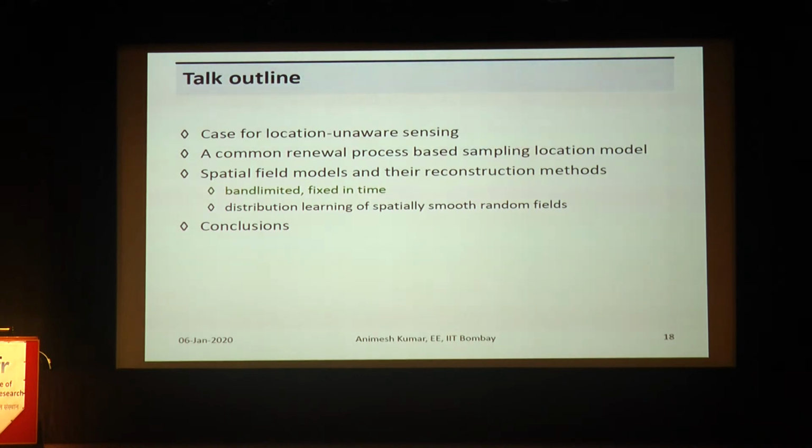All right, so that takes me to the talk outline. I'm going to talk about two classes of spatial fields, and I'll outline what kind of results we have when we reconstruct these fields. The first one is a band limited field in space and is fixed in time, so it's not changing. So it's extremely regular and smooth. And the other one is where we will be interested more in the heat map or the distribution of, let's say, a random field, which is spatially smooth, meaning it has some sort of Lipschitz continuity. And then finally, I'll conclude.